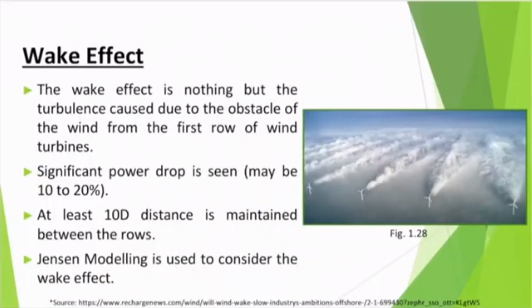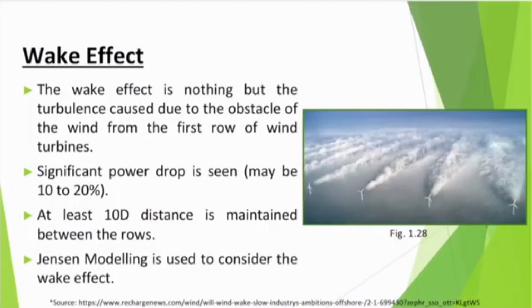Okay, so that is the wake effect. You can see from the diagram many wind power plants are covered by the wind flow being disturbed by one of the power plants. The wake effect is nothing but the turbulence caused by the obstacle of the wind from the first row of wind turbines. So if you have n number of wind turbines in different rows, the first wind turbine will disturb the second, the second will disturb the third. The wind speed which is available smoothly to the first one is not available to the second one because it creates turbulence around it.